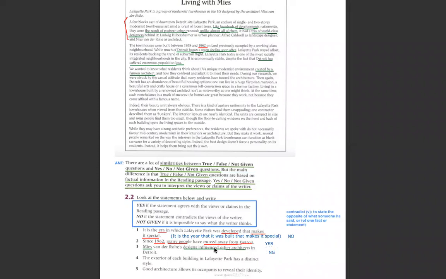Okay, there's no mention of whether he influenced other people. So we can't say what the writer thinks. He doesn't know if he influenced other people because it doesn't mention it. Let's move on to number 4. So the exterior, so this is what we need to look for. The exteriors of the buildings had a distinct style. So you should be looking for your answer over here.